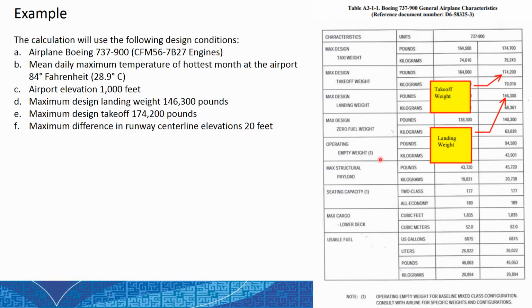The maximum design landing weight and maximum design takeoff weight, we will get from the documents from the aircraft manufacturer. So for the Boeing 737-900, we have the maximum design takeoff weight here, and we get the maximum design landing weight here.